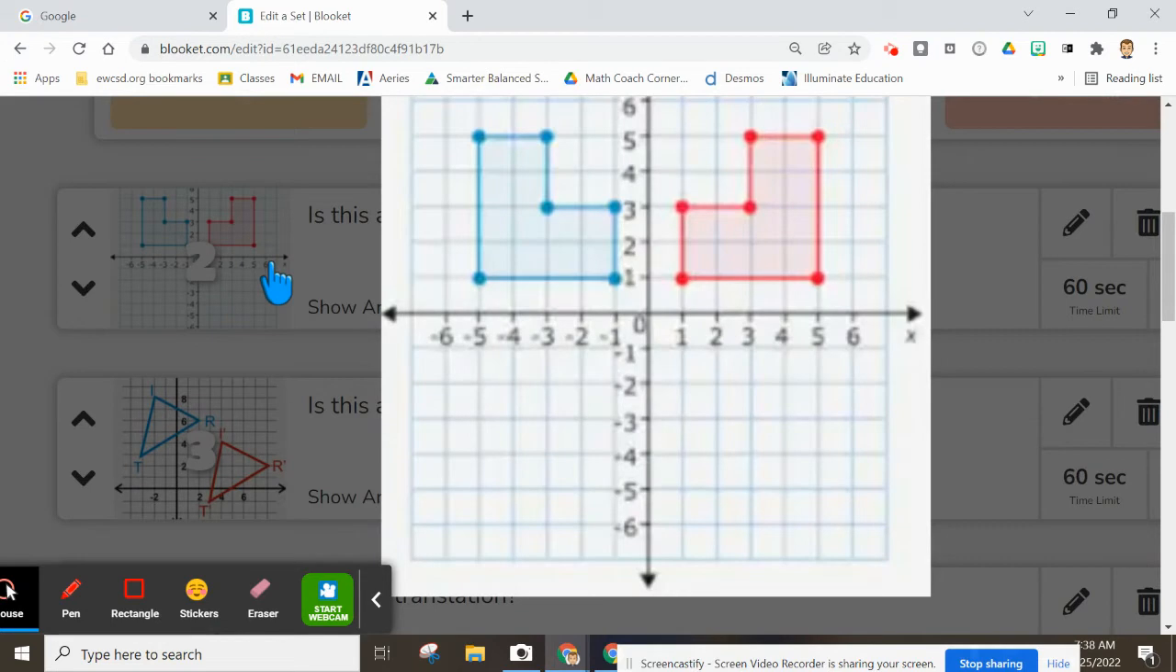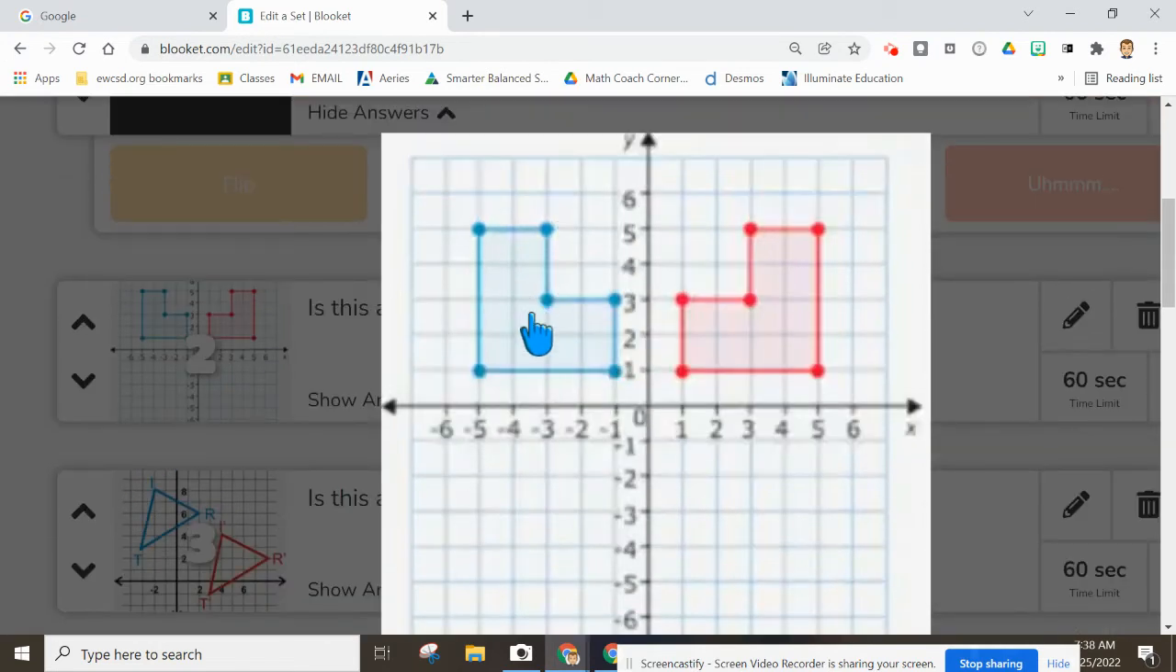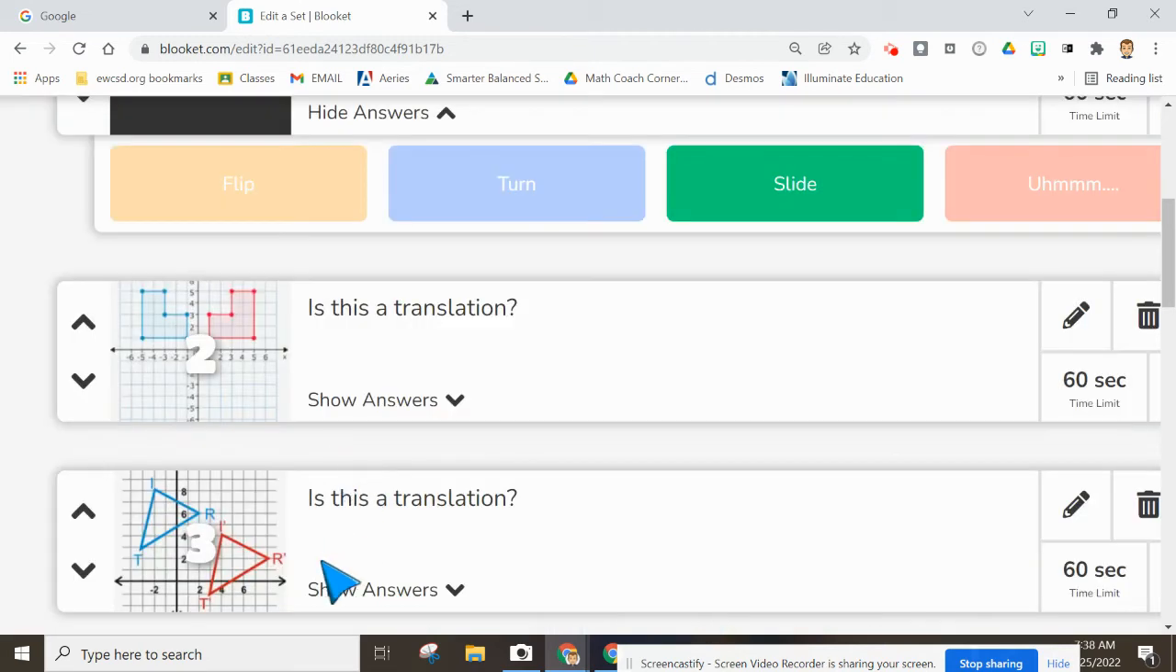Now, this right here, is this a translation? It looks like they're kind of the same image, but actually, guys, this is a flip. Notice how it's flipped. It doesn't look the same. This is an L. Do you see your L? Is this an L? No. If this was a translation, it would be an L like this, and then maybe it moves over and comes down here, and it's also an L. And it's not. So that's why it's an issue.